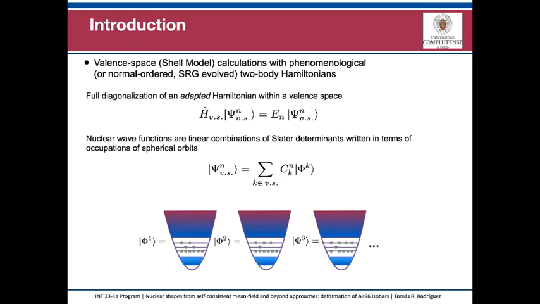Two-body Hamiltonian means that you consider only the interactions between two bodies, but not three-body or four-body, etc. This is normally not enough for ab initio calculations. You need to include also three-body forces, at least for ab initio calculations. Okay, so this is just a few words about the shell model.